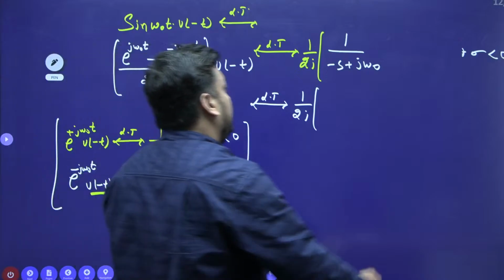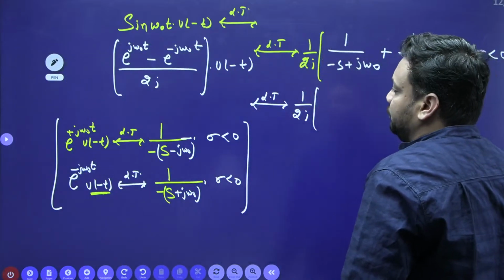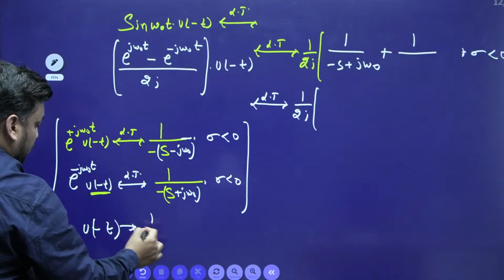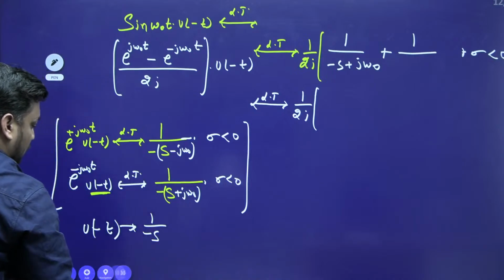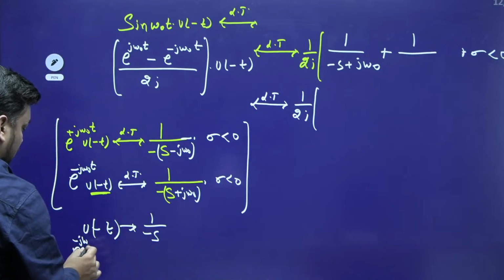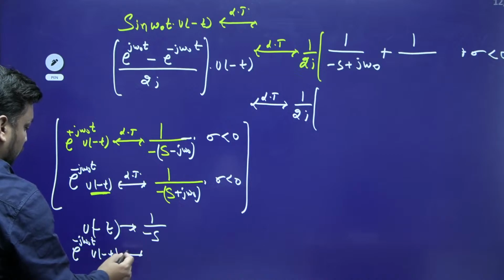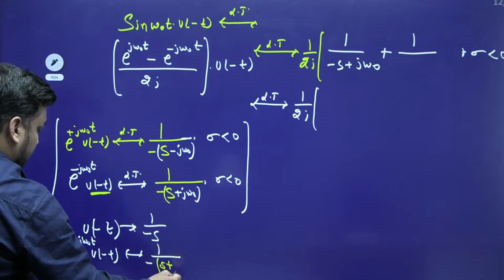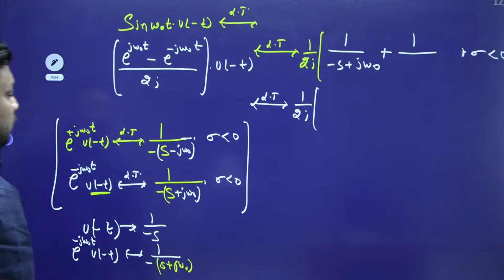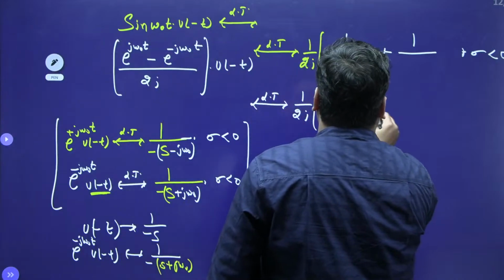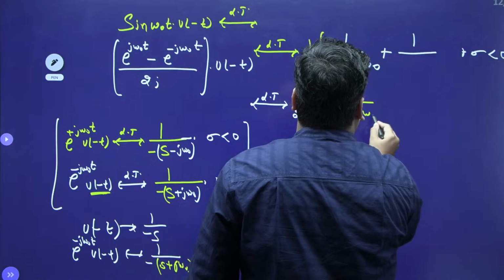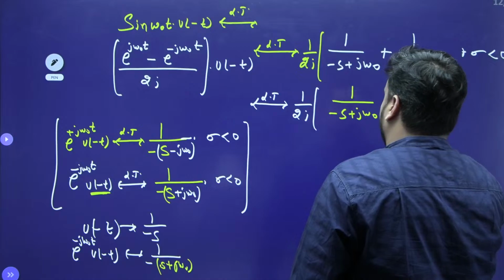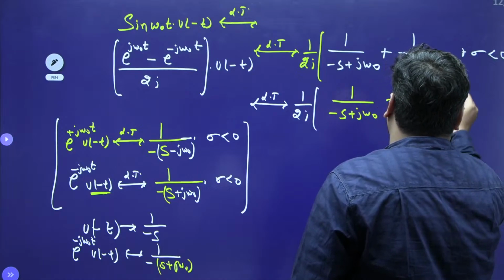And this what you will get? This you will get again plus 1 upon, because u minus t Laplace transform is what? u minus t Laplace transform is 1 upon minus s only. Now, if I provide the shifting with e to the power minus j omega 0 t, u of minus t, minus is already outside, your s will be replaced with the opposite sign, meaning plus j omega 0. So what you can write: 1 upon minus s plus j omega naught, and here you can write minus 1 upon s plus j omega naught. बोलो हाँ या ना बच्चों?